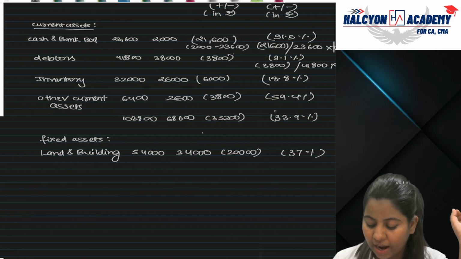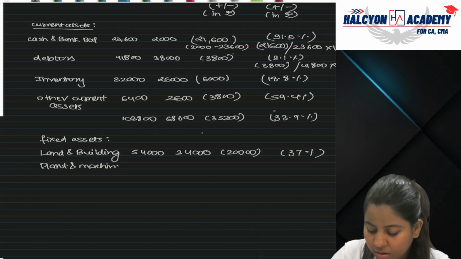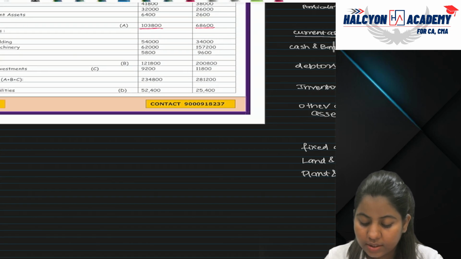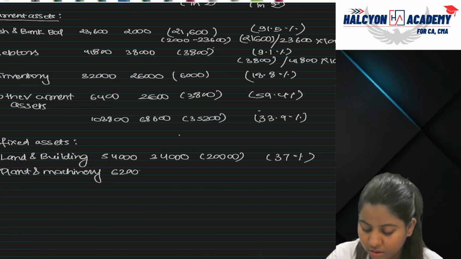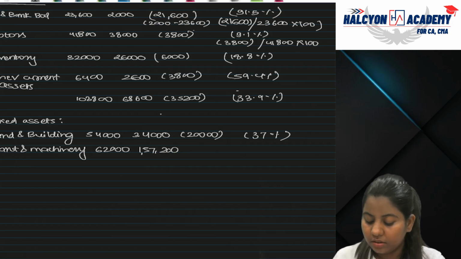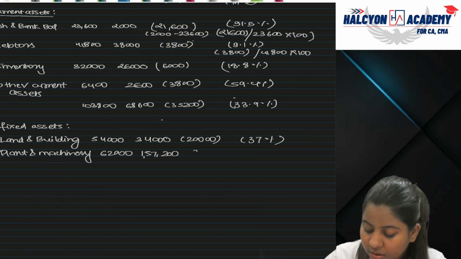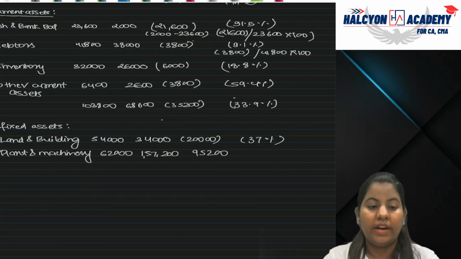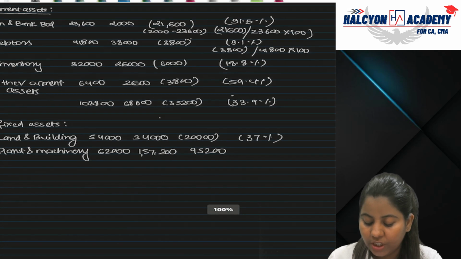Then the next is plant and machinery. What is the amount? 62,000 and 1,57,200. So it is increasing in the current year. Increased by how much? Increased by 95,200 rupees. And we have to find out the percentage change.